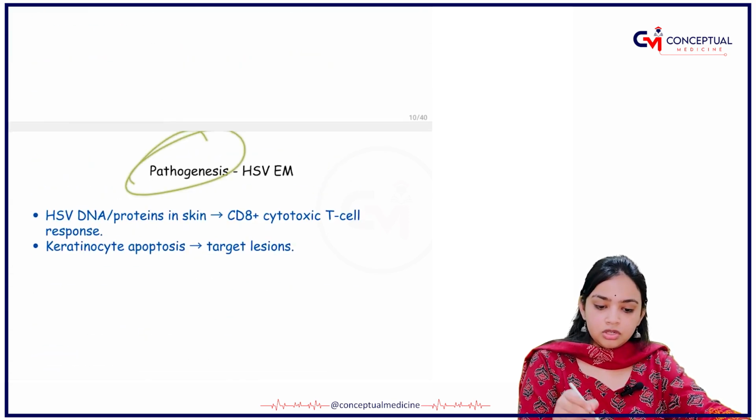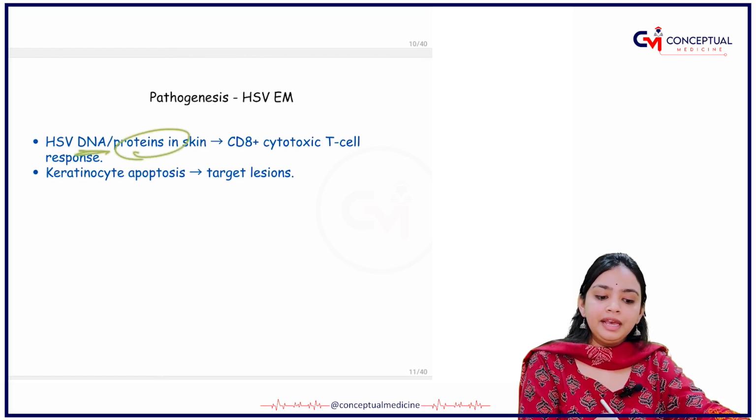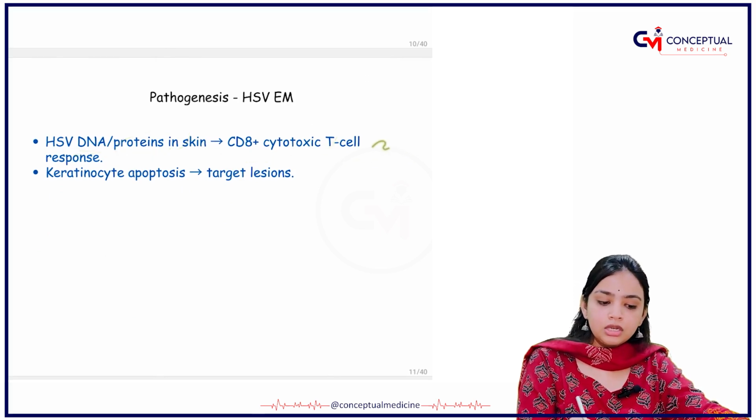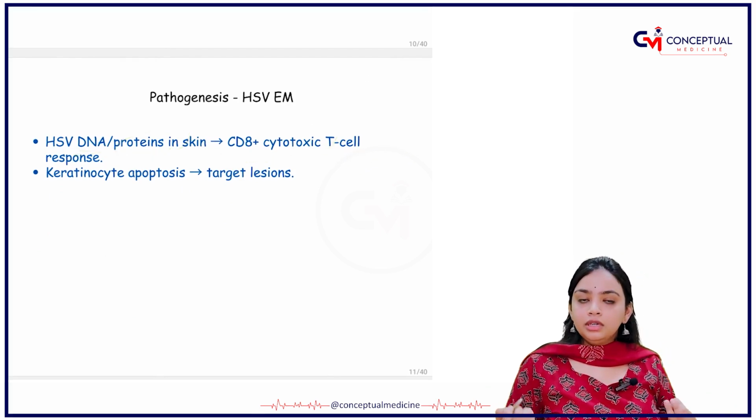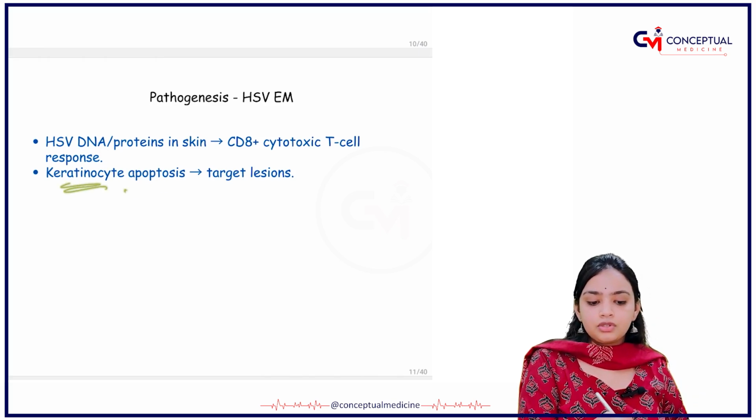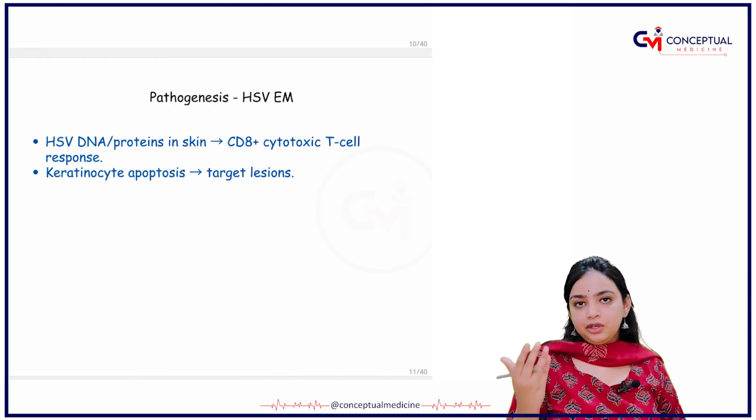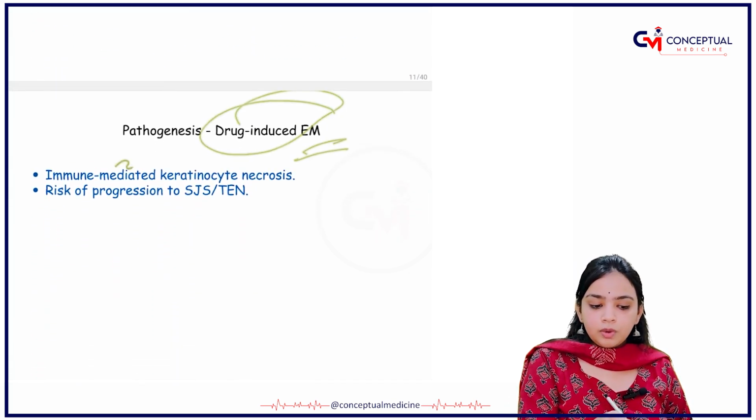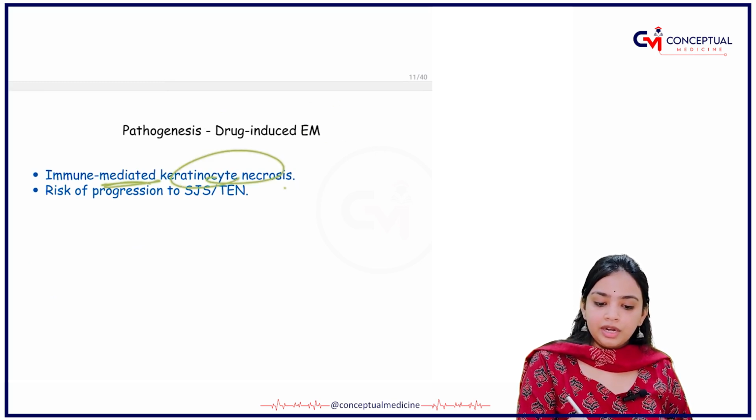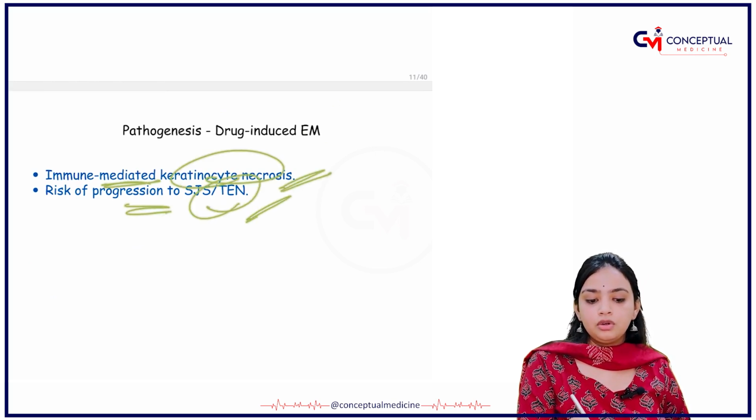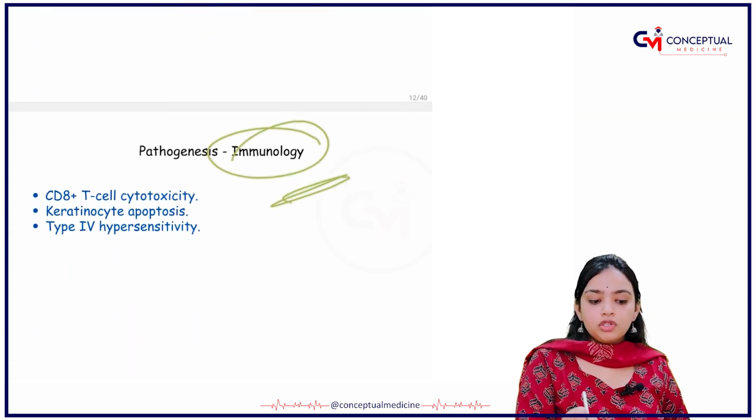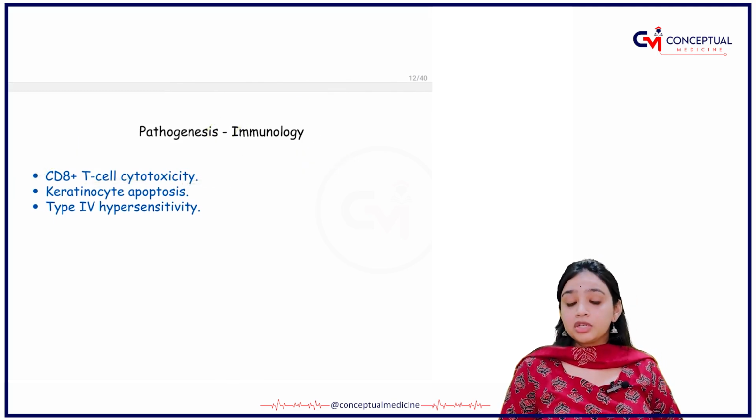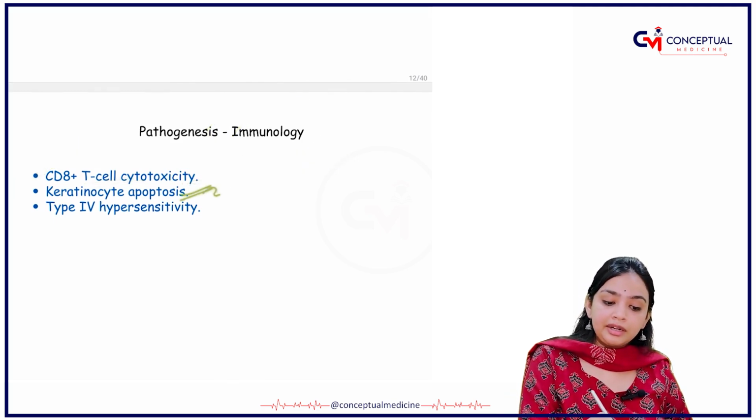If I talk about the pathogenesis, there is HSV DNA or protein in the skin. It activates the CD8 cytotoxic T cells, and as a result the T cells respond, and there is keratinocyte apoptosis that will lead to the target lesions, right? If I talk about the pathogenesis of the drug-induced one, there will be immune-mediated keratinocyte necrosis, which will lead to the progression to SJS. In the immunology, there is CD8 T cell cytotoxicity that you will be able to appreciate, and after that, there is keratinocyte apoptosis.